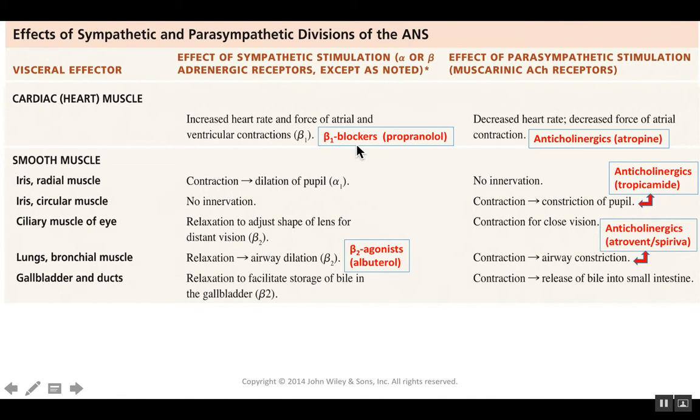Now, notice I've added a little drug here. Beta-1 blockers are drugs that block the adrenergic receptor of the heart. Beta-1 blockers, or beta antagonists, reduce this. So they reduce the heart rate and reduce the force of the heart contractions.